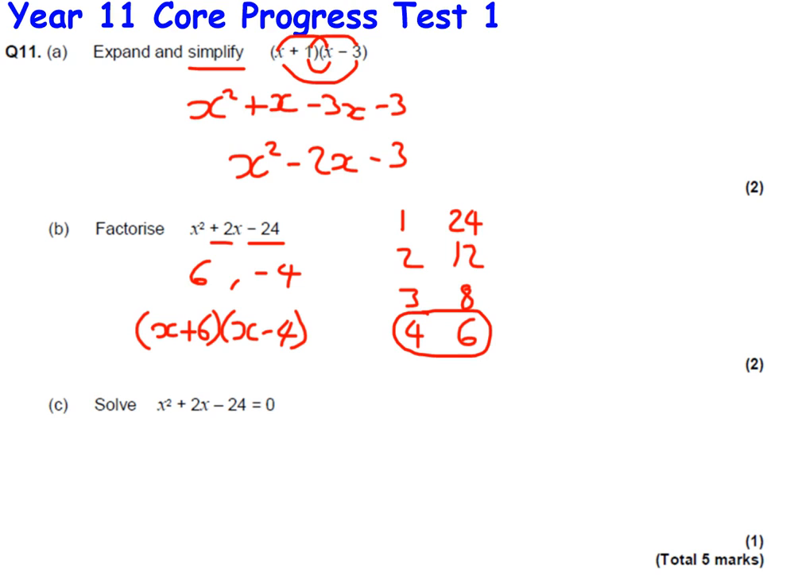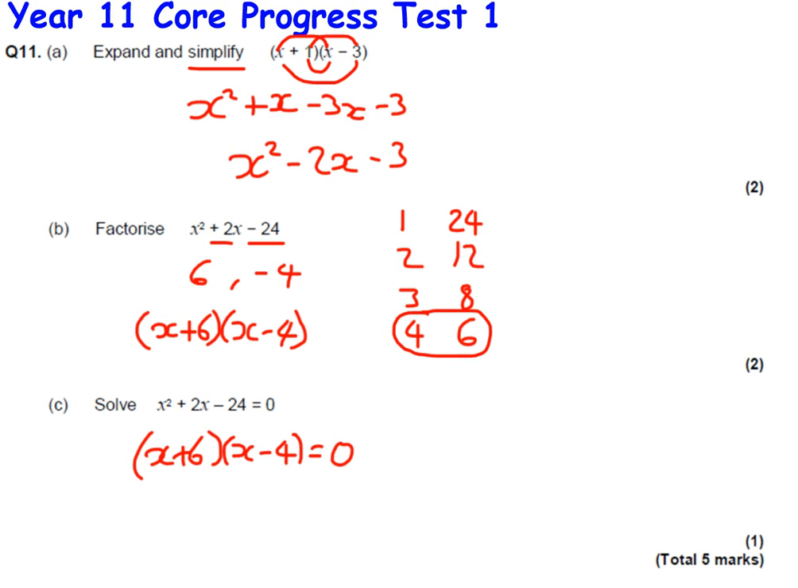With part C, we need to solve this quadratic. That means find the values of x that make this quadratic equal to 0. Now if you look at part B, we've already factorised this, and this is the first stage that we need to do. So we can replace x squared plus 2x take away 24 with our (x + 6)(x - 4). Now this equals 0. And remember, this means x plus 6 multiplied by x minus 4.